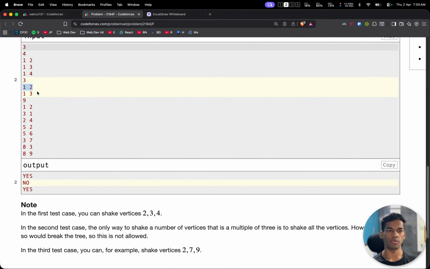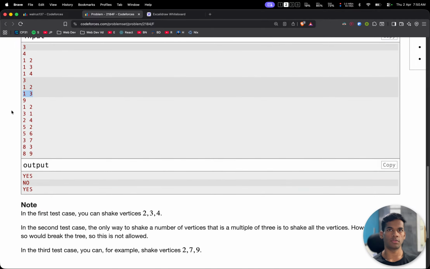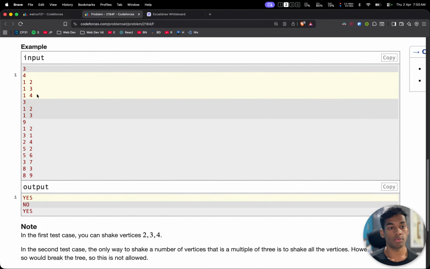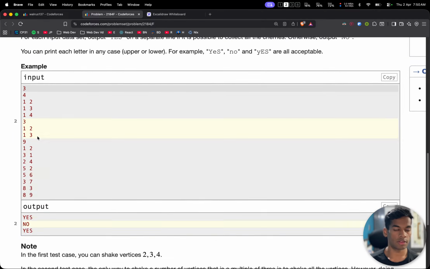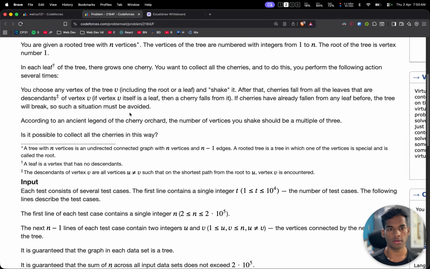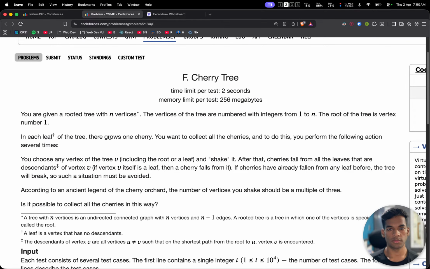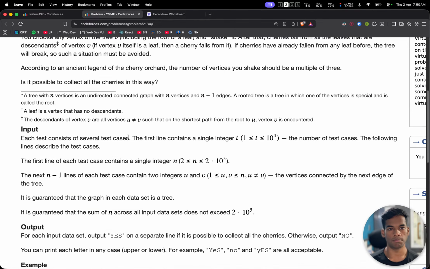1 is connected to 2 and to 3. Yes, you could either have 1 or 2 children. It is possible in this case. 1 is connected to 2, 3 and 4, you would just choose 2, 3 and 4 as your subset and you are okay. This is unidirectional. Yep, unidirectional.